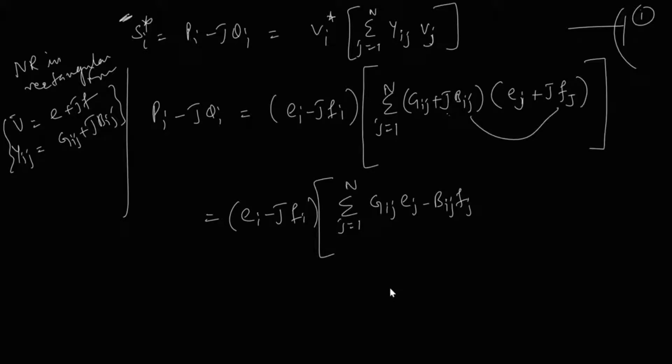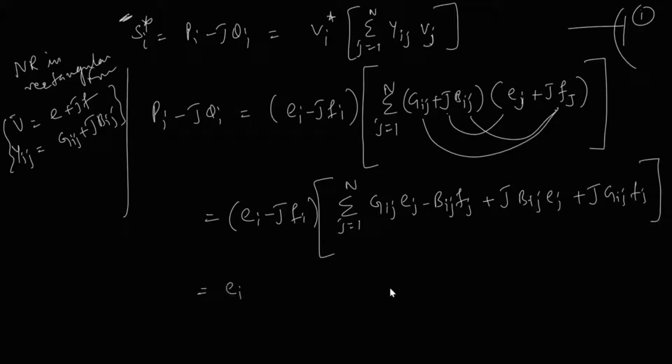And what about this one? This is plus j Bij Ej, and what about this one? This one is again plus j Gij Fj. Okay, so this is Ei minus jFi.